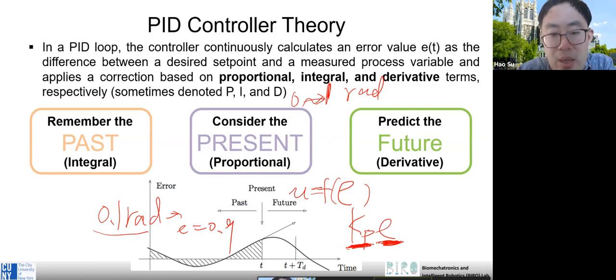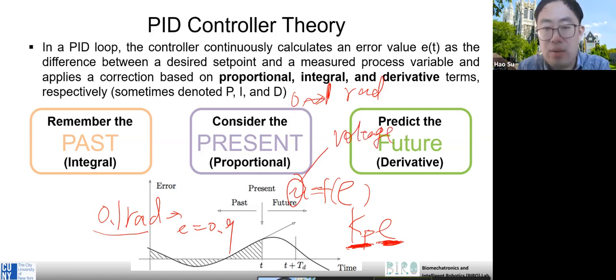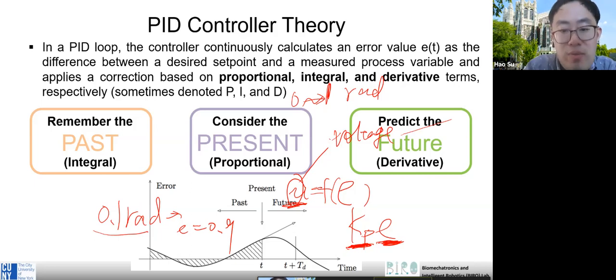Because U is like the voltage, the control voltage, and it will be amplified through the amplifier to a bigger voltage. But essentially, this U tells the motor how much you need to drive the motor. So if we have a small e but want to drive a lot, you can give a bigger K.